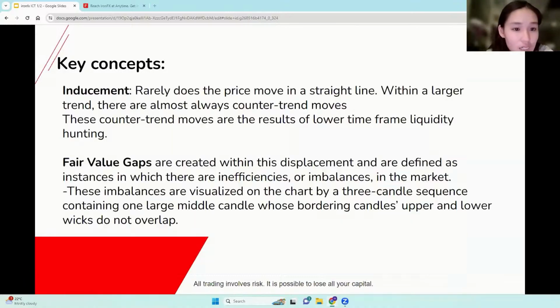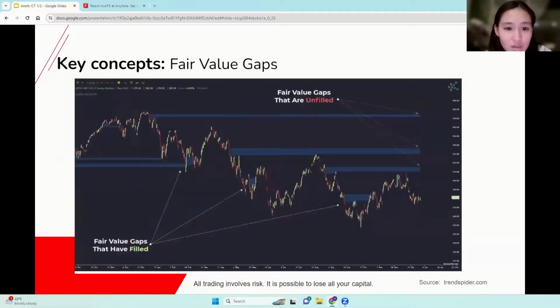Okay, now next key concept we're looking at is the fair value gaps. So these are created within the displacement and are defined as instances in which there are inefficiencies or imbalances in the market. So if we visualize what this means, it's basically a three candle sequence containing one large middle candle whose bordering candles, upper and lower wicks, do not overlap. So let me show you an example of this now.